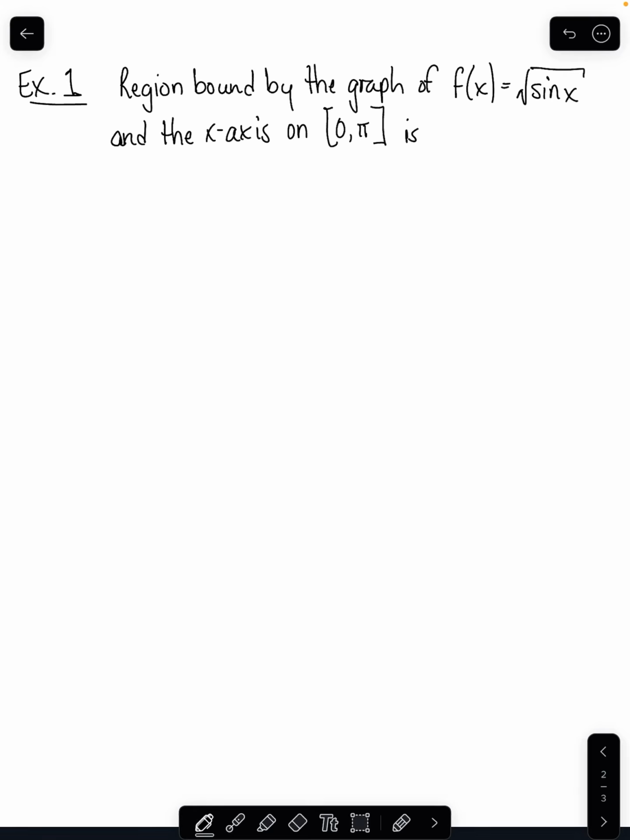And that region is going to be rotated about the x-axis. Now again, it very much helps here to sketch a graph, to sketch the region in question. It's not strictly necessary to use the formula, but it does help a little bit. The graph can be obtained from a graphing calculator.